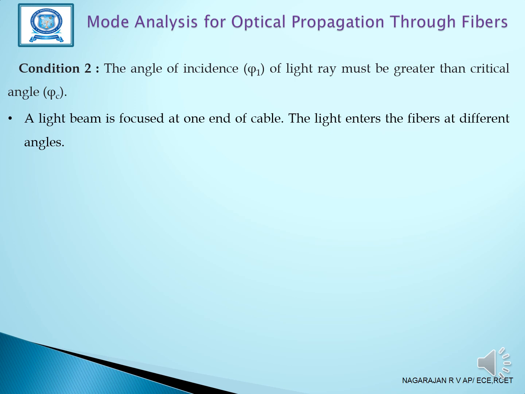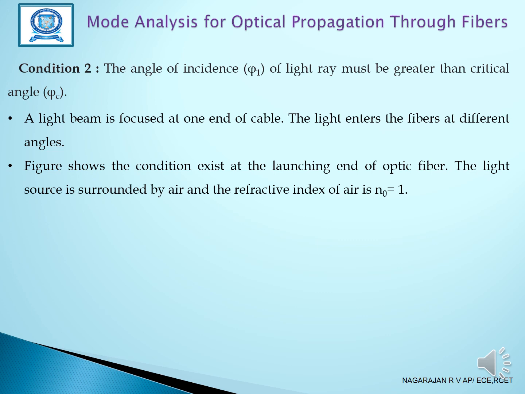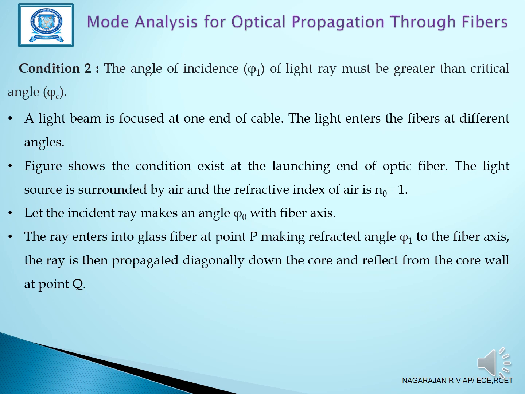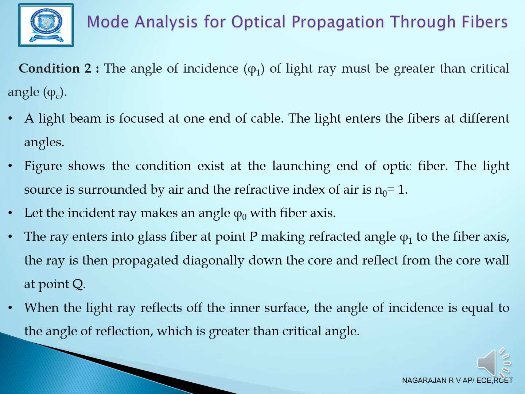The light enters the fiber at different angles. The figure shows the condition at the launching end of a fiber optic. The light source is surrounded by air and the refractive index of air is N0 equal to 1. Let the incident ray make the angle phi 0 with the fiber axis. The ray enters into the glass fiber at point P, making a refracted angle phi 1 to the fiber axis. The ray then propagates diagonally down the core and reflects from the core wall at a point Q. When the light ray reflects off the inner surface, the angle of incidence is equal to the angle of reflection, which is greater than the critical angle.